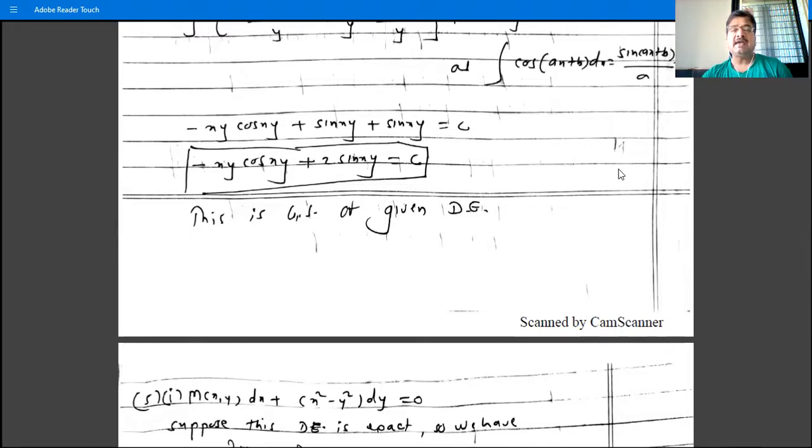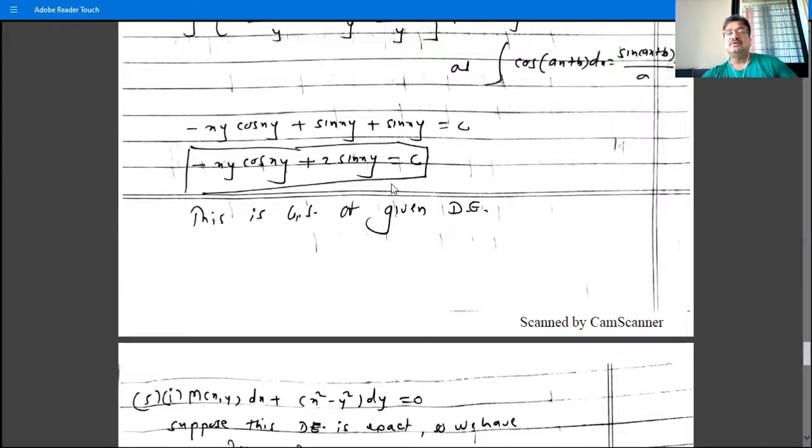Then substitute y as 0 and x as 1 in this solution and find the value of c, and substitute that value of c again here. We then have the answer, the particular solution of the given problem. So if the initial condition is given, first find the general solution.